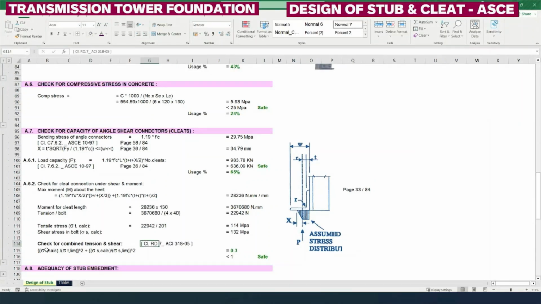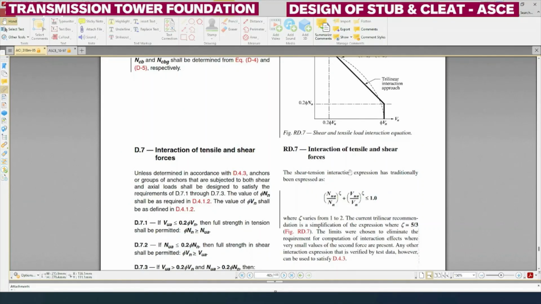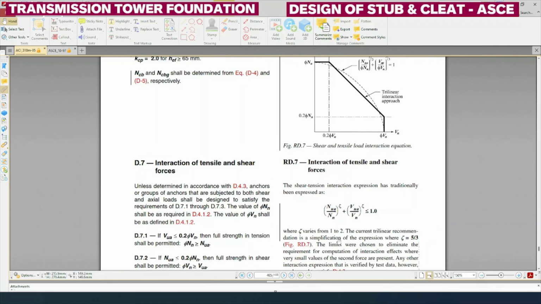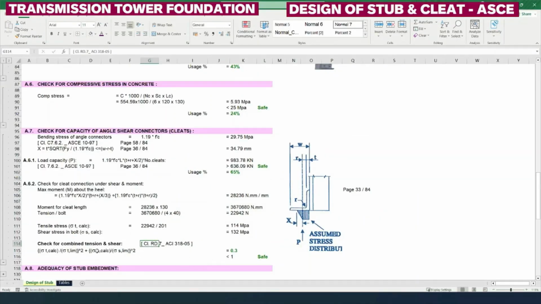We can also get this equation, the check for combined tension and shear, from ACI 318M-05. Here in this screen PDF file you can see ACI 318M-05, which is showing the formula which we just discussed. And here this epsilon value varies from 1 to 2. So we can consider 2 here. So we are getting this 0.3.